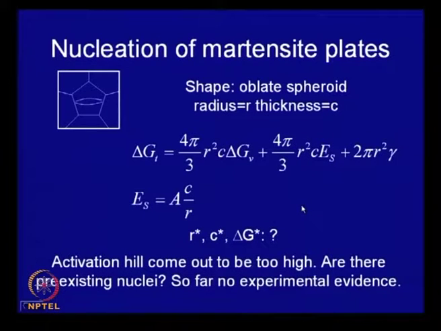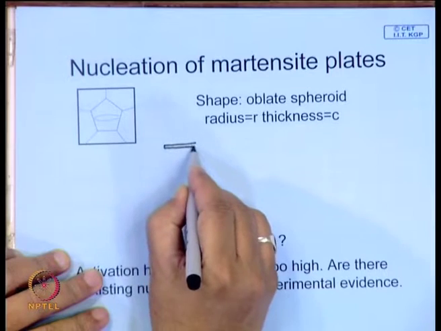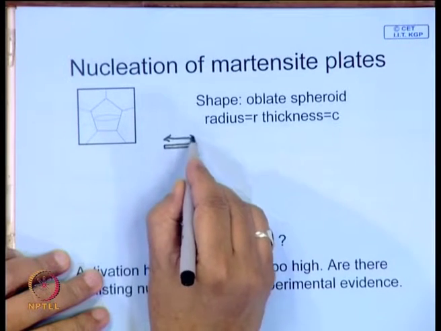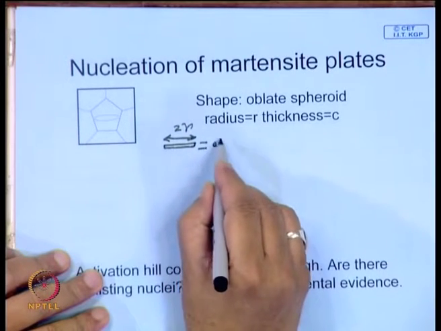Now, here if you try and apply exactly the same concept of the nucleation process, you can assume the shape of the nucleus of a martensite plate to be an oblate spheroid. It has a radius, say R, and thickness C. So, you can think of something like a thin plate. The radius here is R, so the diameter is twice R, and the plate thickness is C.